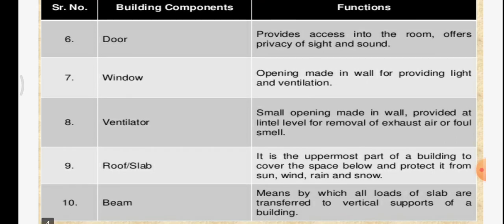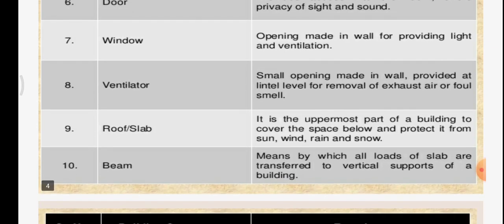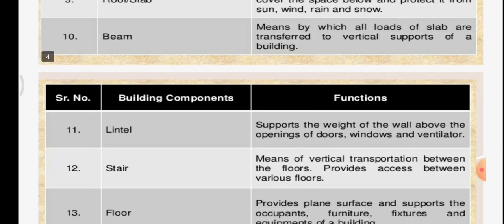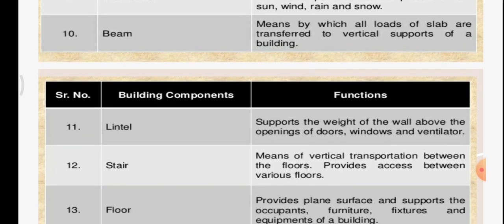Ventilator. Small opening made in a wall, provided at the lintel level for removal of exhaust air or foul smell. Roof or slab. It is the uppermost part of a building, covering the space below and protecting it from sun, wind, rain and snow. Beam means by which all load of the slab is transferred to the vertical supports of a building. Next one is lintel. Supports the weight of the wall above the opening of a door, window and ventilator.